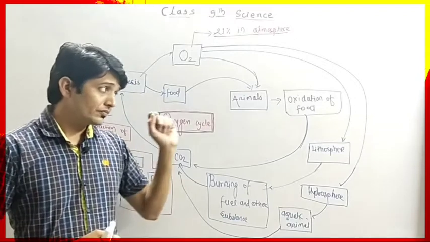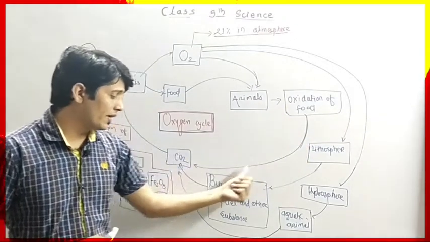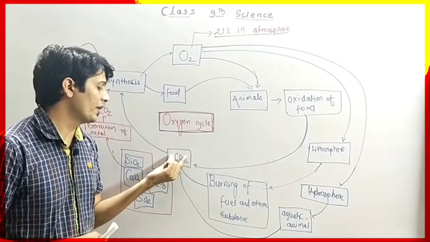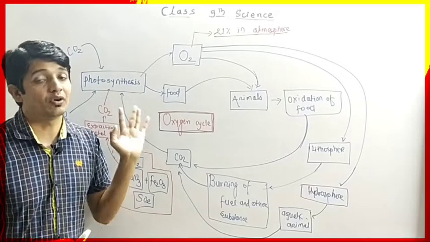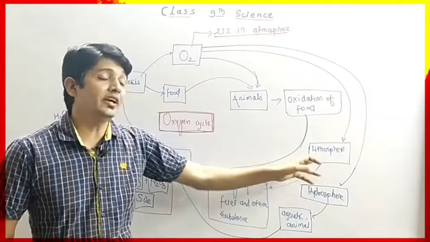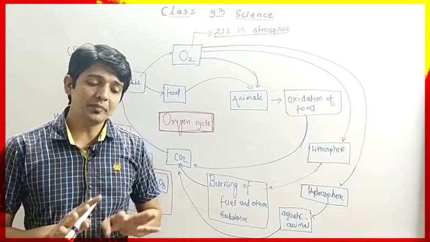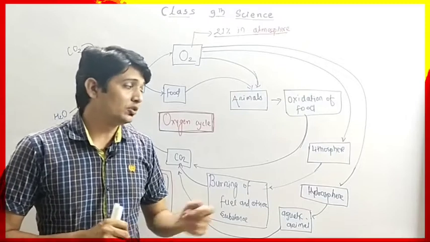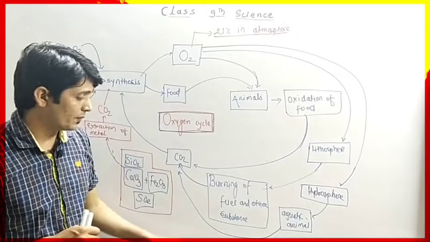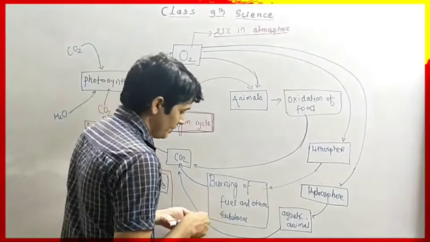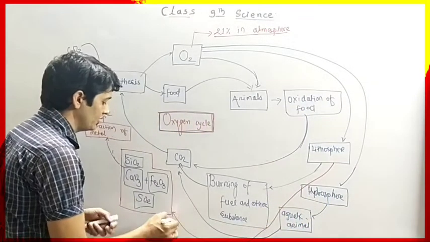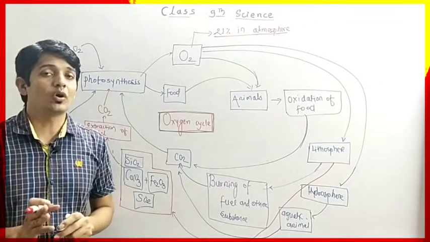After oxidation of food, carbon dioxide is released into the atmosphere, and then this atmospheric carbon dioxide is again used by the plant for the photosynthesis reaction. Then a part of the oxygen is present in the lithosphere. Lithosphere means the earth and earth crust. In the lithosphere, oxygen is present in the form of silicon oxide. We call it silica.